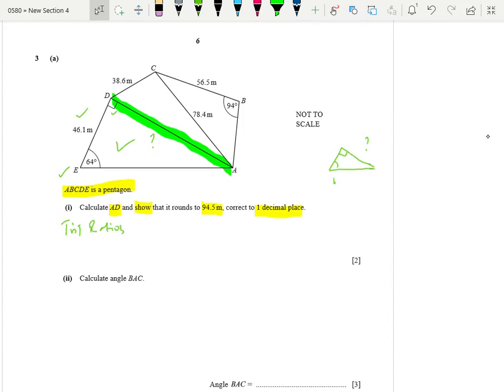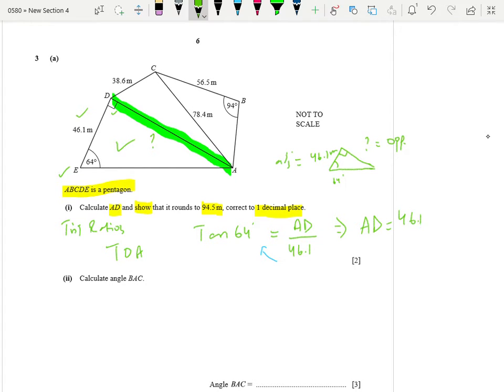So that is my opposite, and the side that I have been given is my adjacent. So I'm going to use TOA. TOA is tan of 64 degrees equals opposite, that is AD in this case, over adjacent, that is 46.1. And you can see that I would have to shift it there to multiply. So AD would simply be nothing but the product of 46.1 times tan 64, and that is on the calculator to do.